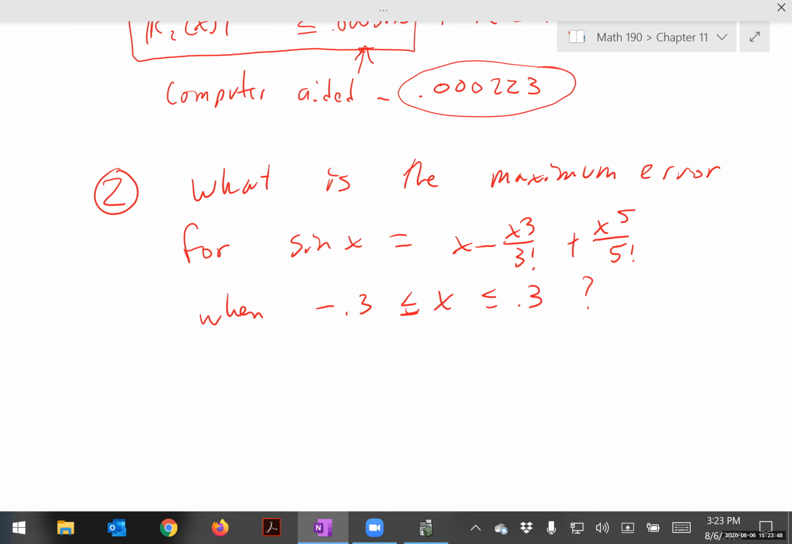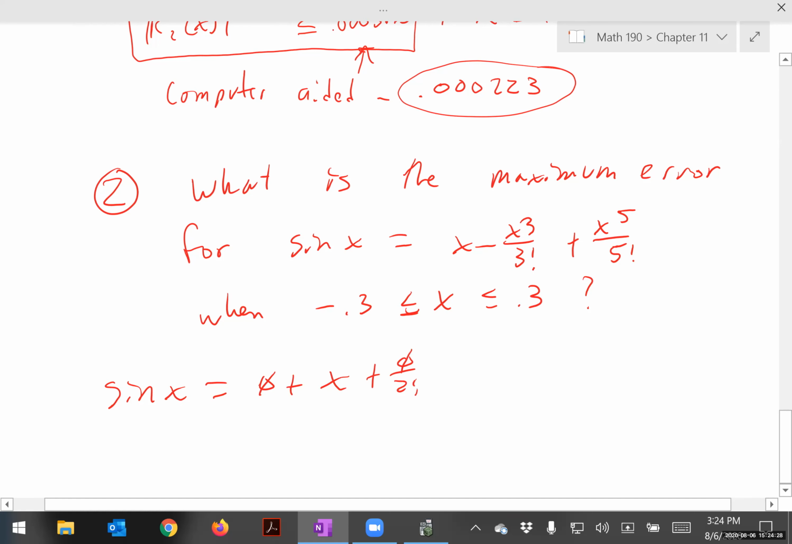Okay, so what's the maximum error on this thing, right? So let's write out the terms here, because I really want to know how many derivatives I'm going to have to take, and what's actually going on here. So I'm going to write it out like this. Sine of x is equal to 0 plus x plus 0 over 2 factorial x squared minus 1 over 3 factorial x cubed plus 0 over 4 factorial x to the 4th plus 1 over 5 factorial x to the 5th.